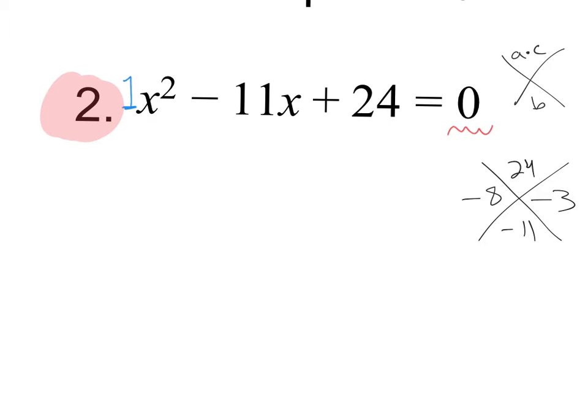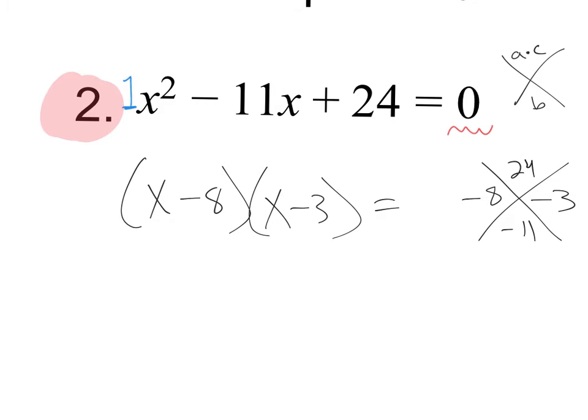So the next step would be to take those factors, combine them with the variables in sets of parentheses. So here we're taking x, combining it with our factor negative 8, and x combining with the factor negative 3, and it's still equal to 0. So all we've done here is take those two values that we found using this x method and plugging those values in with a variable.